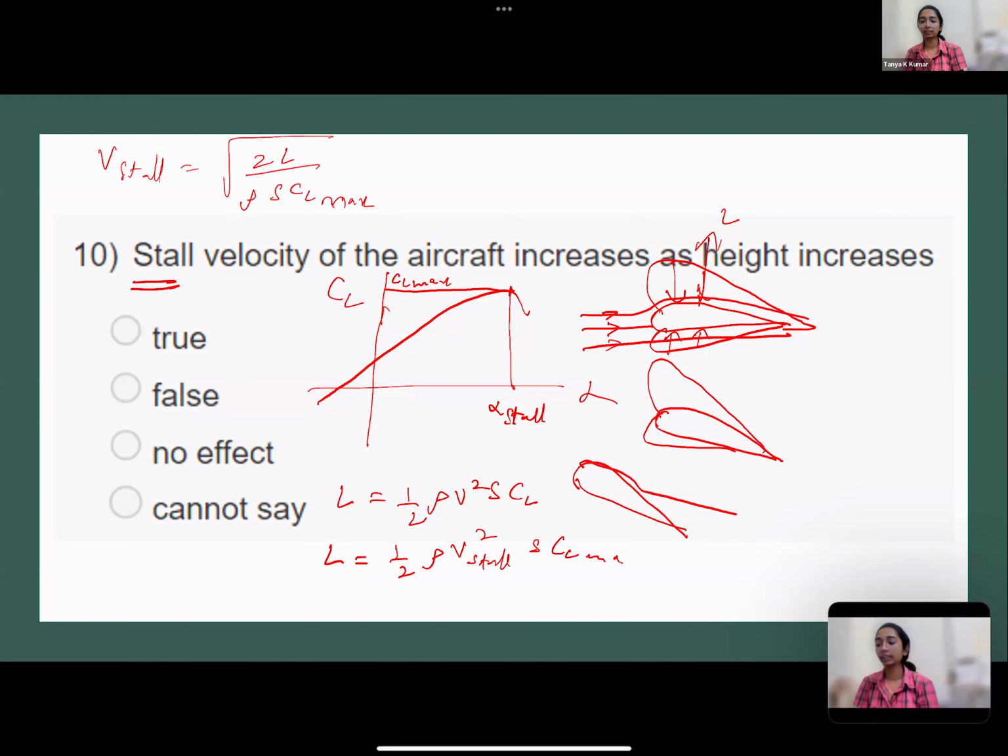When I fly at higher altitudes, my density reduces, right? So when density reduces, your velocity increases. So as the height increases, density reduces and the stall velocity increases. It is true, correct. Okay.